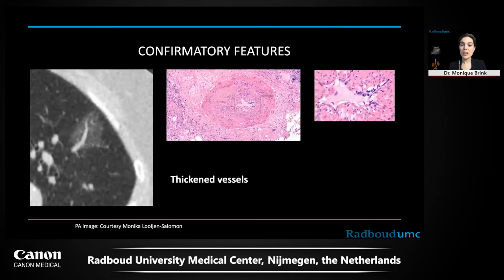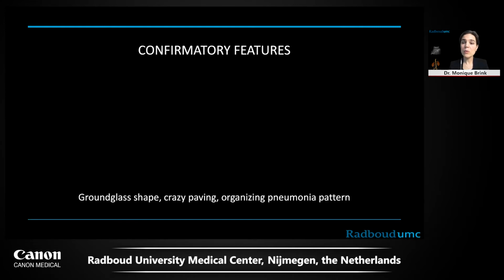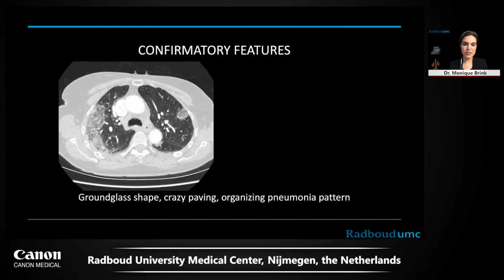So an infiltration of inflammatory cells in the vessel wall and across the vessel wall with or without thrombi in the vessel. And this will decrease over time. So the vessel will decrease in size, but this might be one of the first confirmatory features. Other ones are the shape of the ground glass, such as in this patient, and crazy paving, which will appear a little bit later in the course of the disease, as you can see here, and which will disappear.